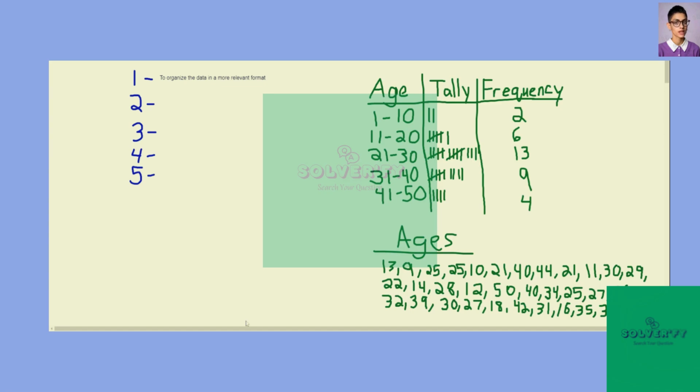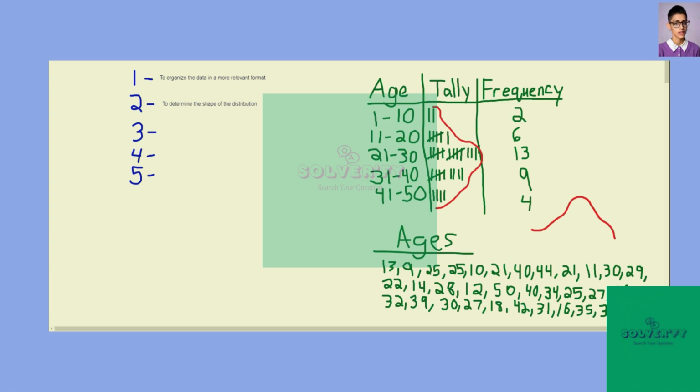The second reason is to determine the shape of the distribution. For this, we would look at the tallies. Looking here, we can outline the shape of the tallies like this, and it is sideways, so if we looked at it vertically, like how you're probably used to seeing it, it would probably look something like this, and we can see that the distribution is normal.